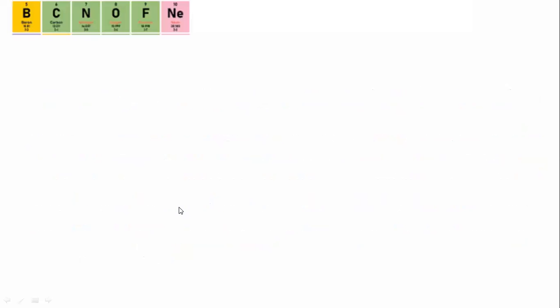So let's start with boron. I am first going to solve the first one, then I will do the exercise with you. The first one is boron, and boron has atomic number 5. That means 5 protons and 5 electrons are present, and this is the electronic configuration for boron.